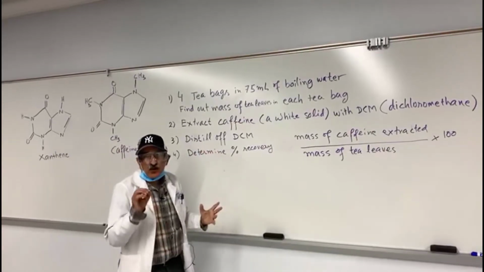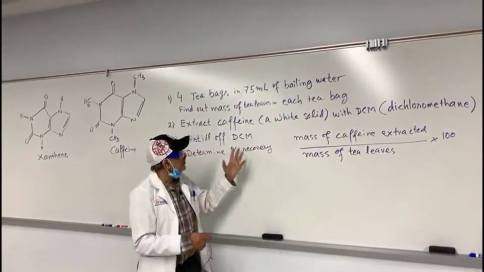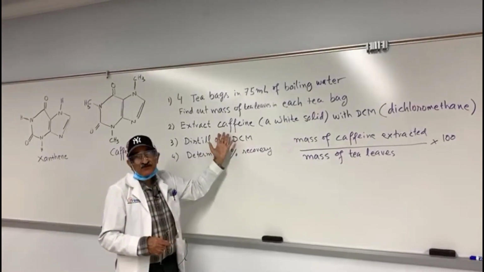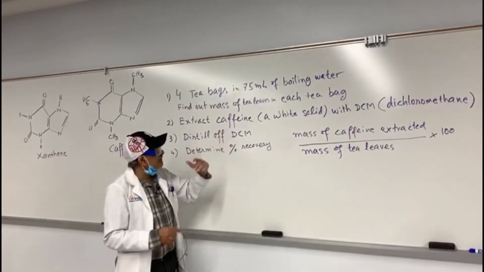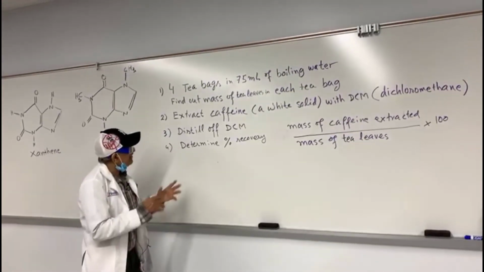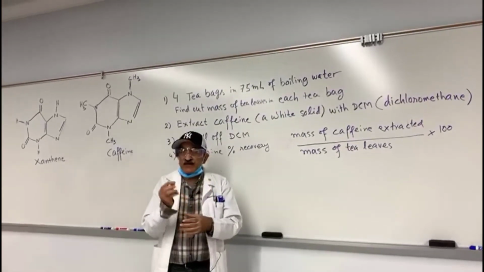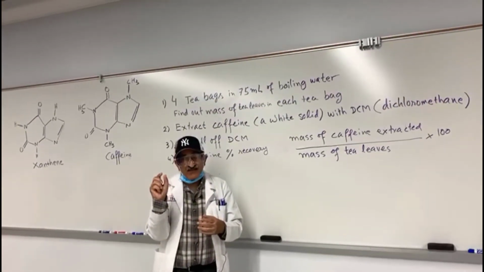DCM has a low boiling point, so it can be easily distilled off. Your caffeine will not be distilled off. It's a high boiling compound. Now, after you remove the DCM, you will get a white mass. That white mass is caffeine.